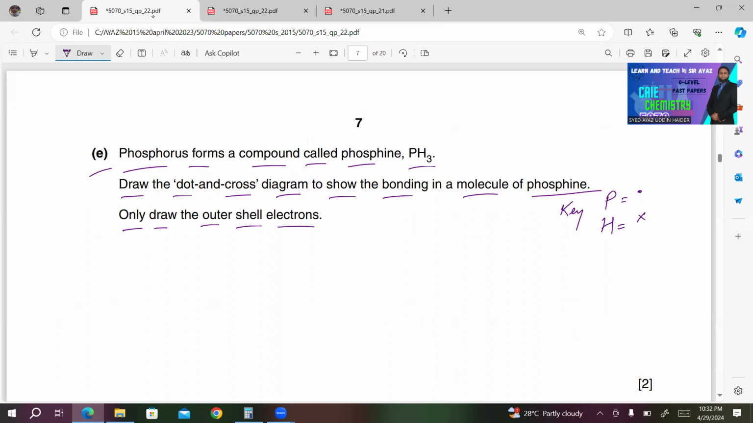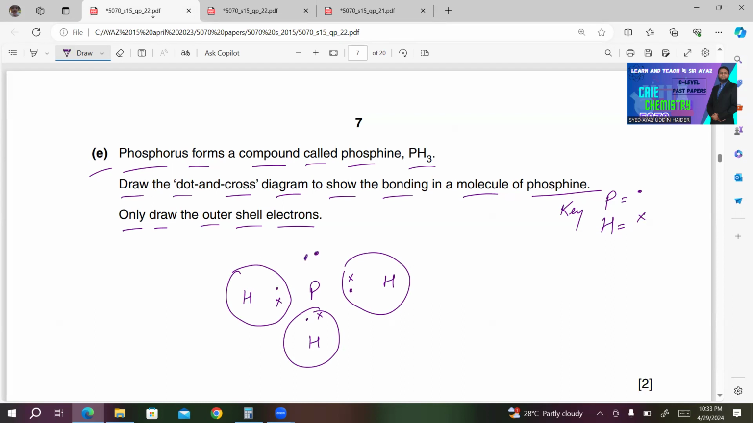So we have 1 phosphorus atom. In the middle, I'm going to place phosphorus, with 3 hydrogens. We have 1 hydrogen, 2 and 3. Now let's place the electrons for each hydrogen. 1, 2, 3. A circle for each hydrogen atom. What about the electrons for phosphorus? 1, 2, 3, 4, 5. This must be the final dot and cross diagram.